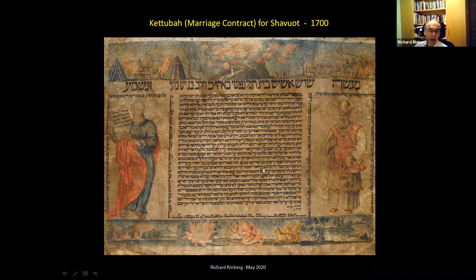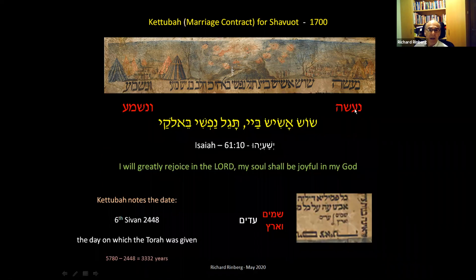And this is an example of one. And it's the ktuvah that marries Bnei Yisrael to the Torah. And here it is. And here are the luchot. And just look at the top line. Na'aseh v'nishma, right? So that's the oral law. Obviously the Mishnah, we have the Torah Shebiktav, the written law and the oral law, which is shown on the ktuvah. And sosasis badoshem tagel nafshi belokai from Yeshayahu.